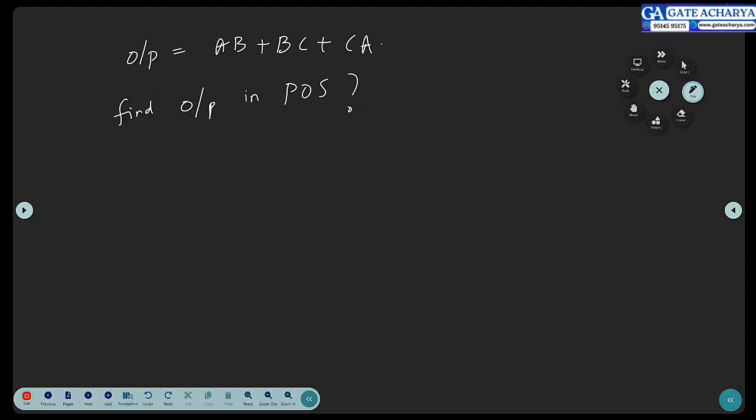Do it. First observation, how many variables are there? 3 variables. Check if you have, everybody gets 3 variables.